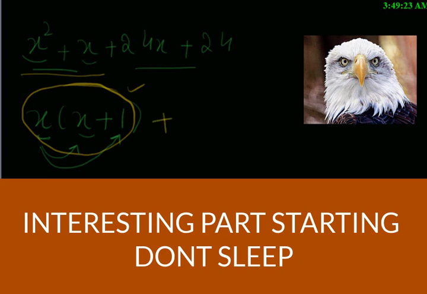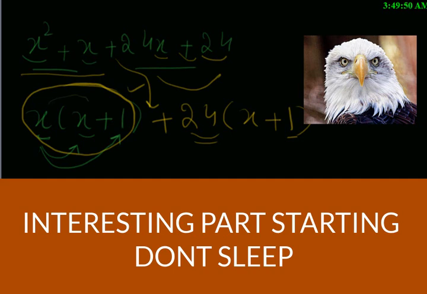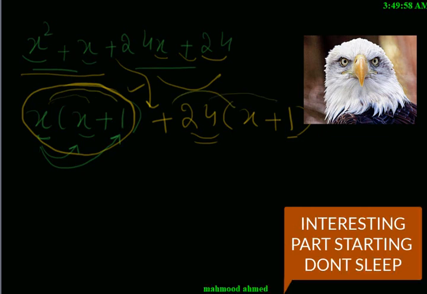And from the second half, you see 24 is common in both terms of the second half. So x plus 24 is already common, so there is only 1 left. If there is nothing, then you write 1. And secondly, you can verify: if you multiply 24 inside the bracket, you will get 24x plus 24. So you see that the second half is equivalent to the second half of the above step, so it doesn't make any difference. So this is the way.